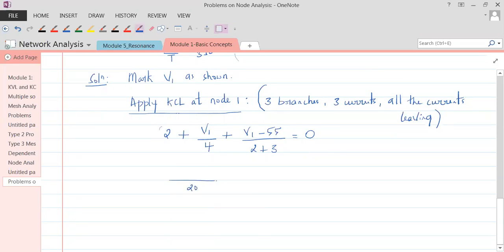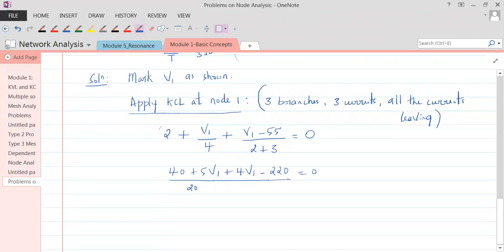20 as LCM. Okay, so 2 20s are 40 here. 4 5s are, so it is 5 even. 5 1s are, so 5 4s are 20, so it's 4 V1. How many is it? This is 220. 4 times. Is that okay? If I've made a mistake, please let me know.